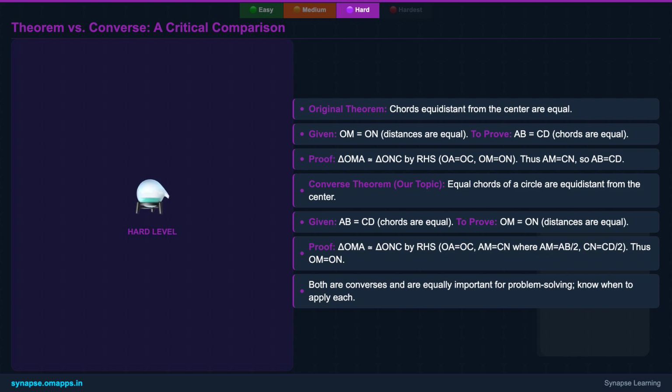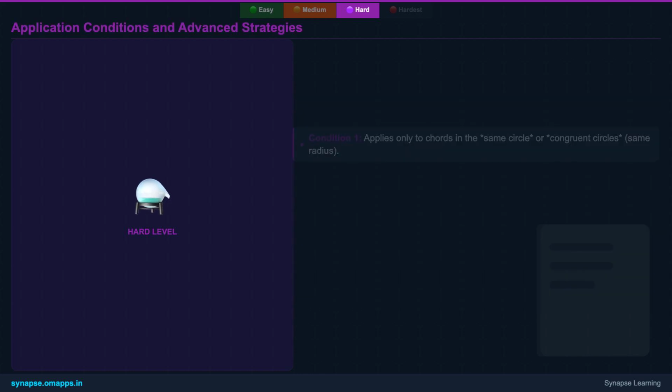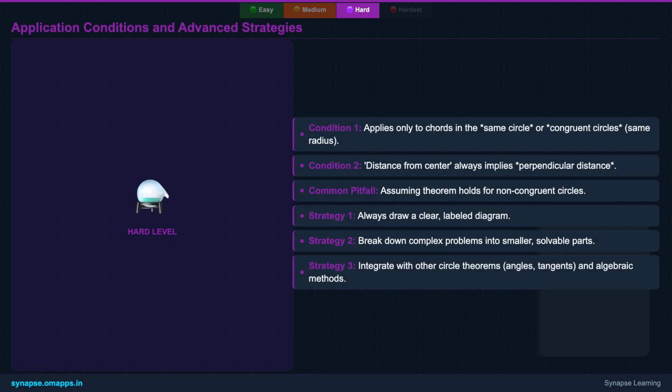Both are proven using RHS congruence, but the given and to prove parts are swapped. Understanding this distinction is key to correctly applying them in various problem scenarios. For this theorem to apply, the chords must be in the same circle or a congruent circle. Different radii invalidate the relationship. Always remember, distance means perpendicular distance.